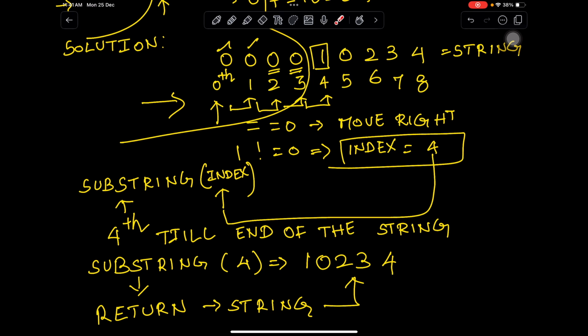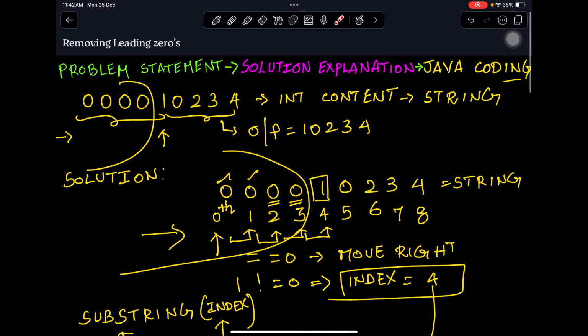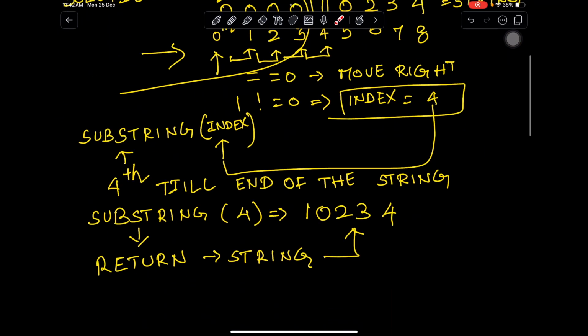Now what we are doing is, we are not removing the zeros. We are taking the value from the index where we got the first non-zero digit, then going towards the right, taking all the values, and storing them in a different string. So this is how we are interpreting. Instead of removing the leading zeros, we are taking the values after the leading zeros and storing them in a string.